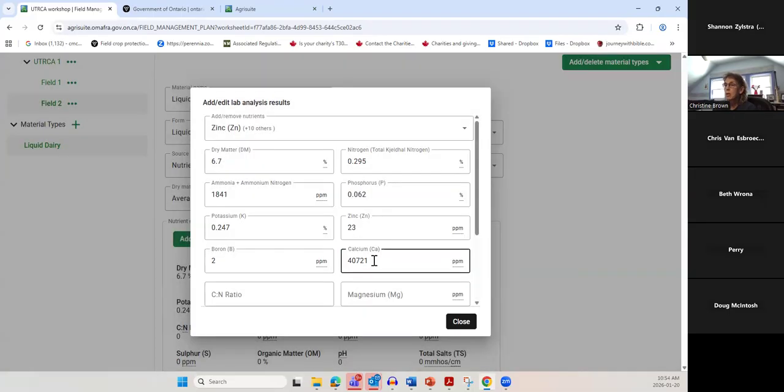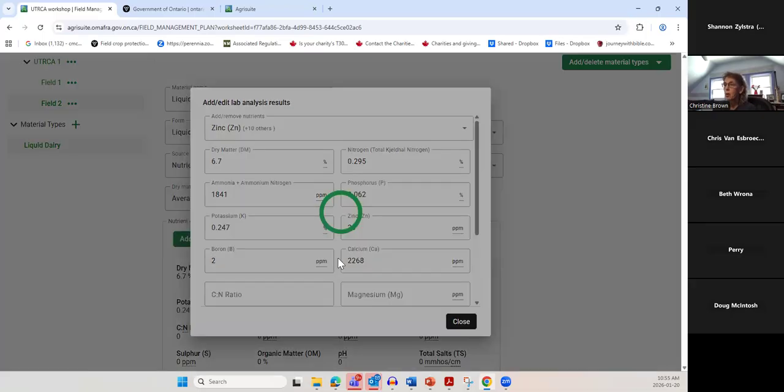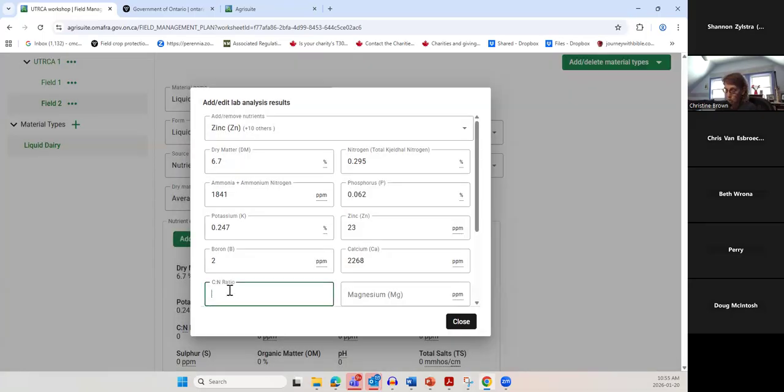Oh, that's for my poultry one. That's actually too high. 2268. So for poultry manure, the calcium is very, very high. Dairy manure, not quite so much. Carbon to nitrogen ratio of this manure is 10 to 1. The C to N ratio of soil is also 10 to 1, just FYI.